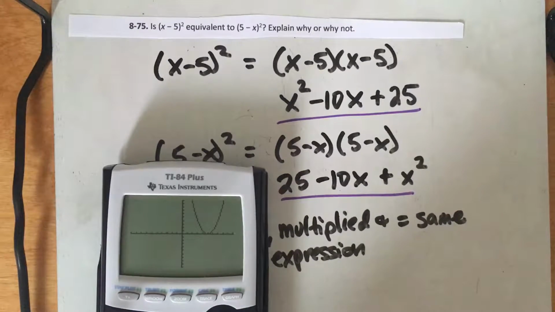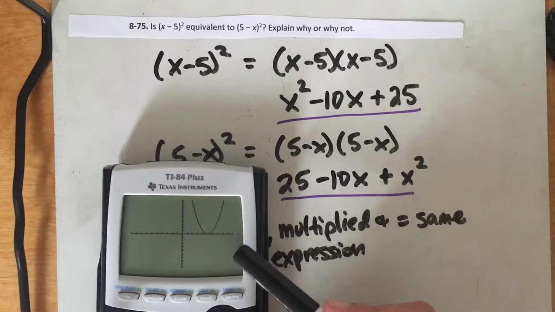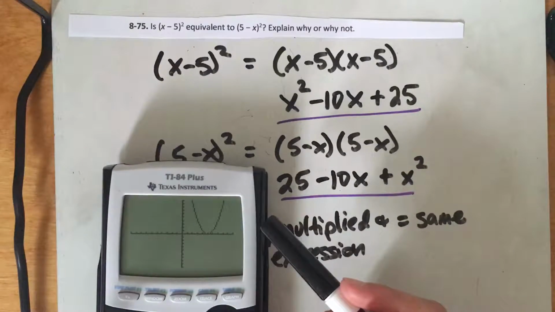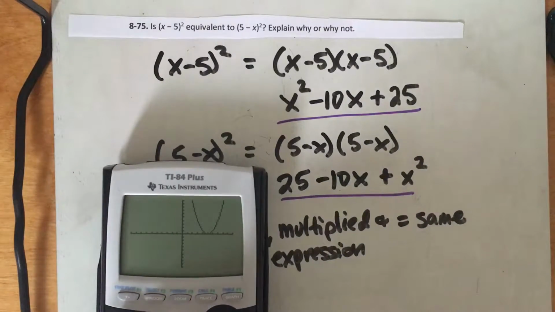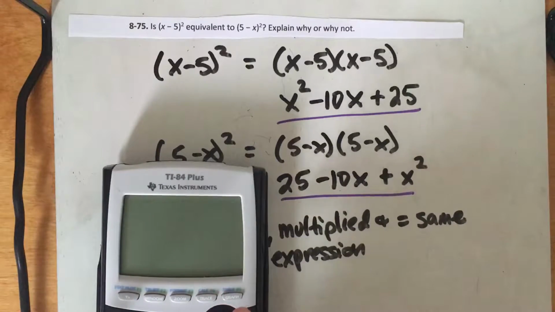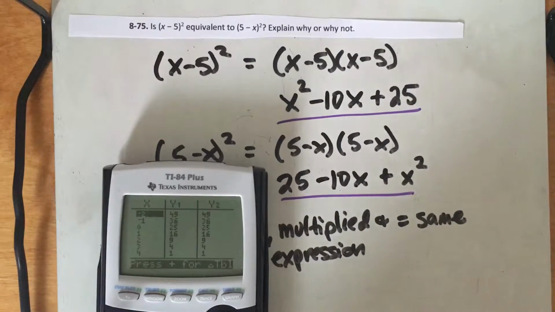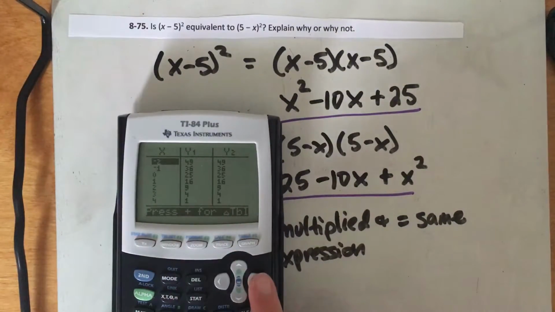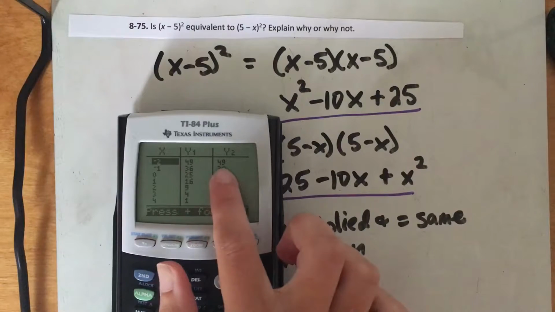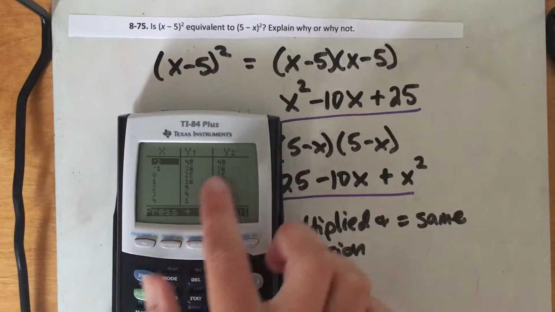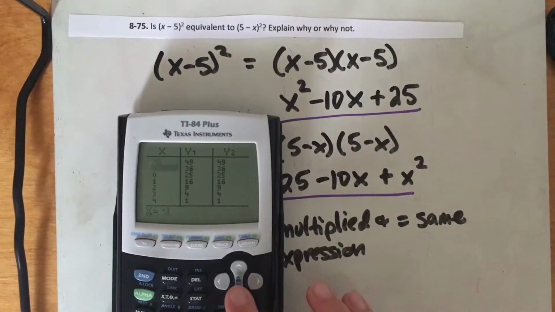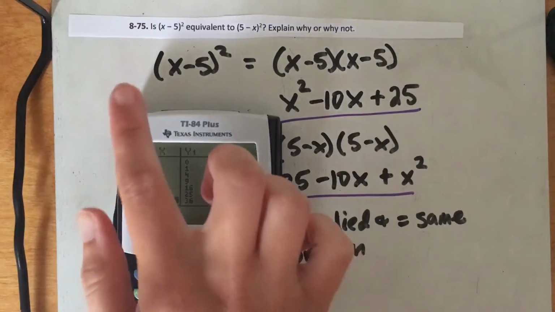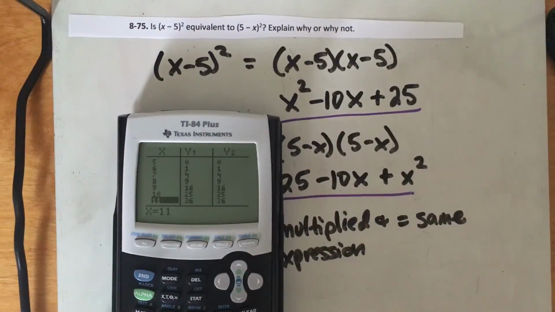Or if you're using the Inspire, you can see there's one graph here, so they are the same. That also is a way that we know that they're equivalent. And then one last thing I'll show you is the table, or if you were to plug in numbers, you can see that plugging in negative 2 gives you a 49 for the first, and 49 also for the second, and you see they're identical all the way down. So you know that all those values give you the same outputs when you plug the input into both of those expressions. So they're definitely equivalent.